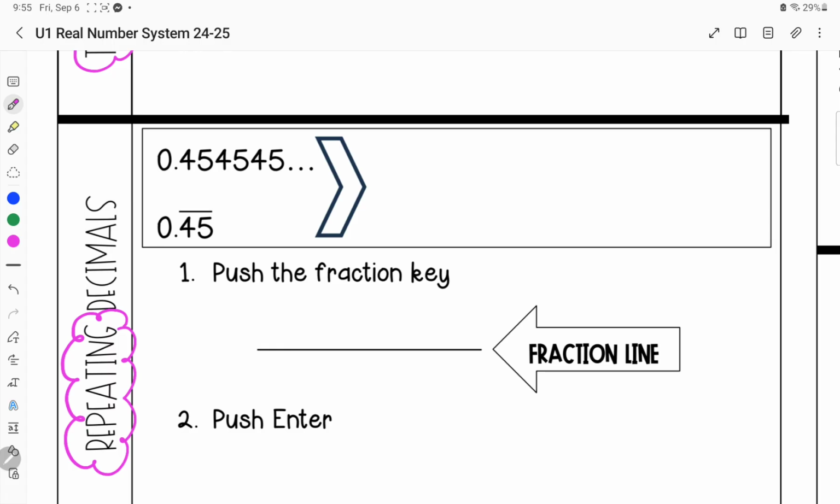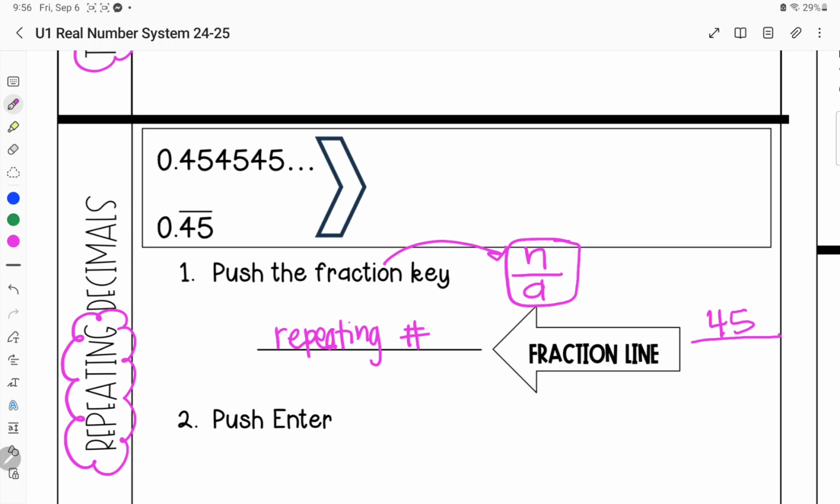So in your calculator, you're going to push your fraction key. Our fraction key is the one that says n over d, and I'm pretty sure most of you have found that now. Then you're going to put whatever repeats, the repeating number, on top. In this case, our repeating number is 45 because it repeats 4, 5, and then 4, 5 again, and then 4, 5 again. So 45 is what is repeating.